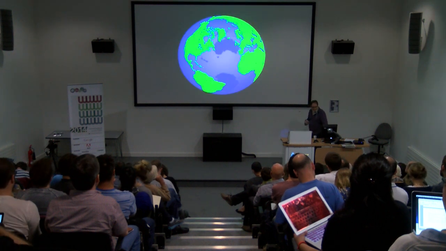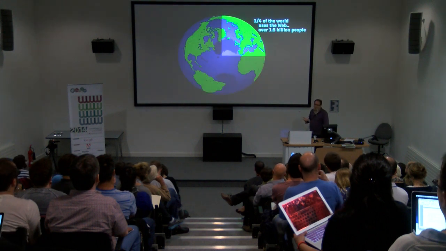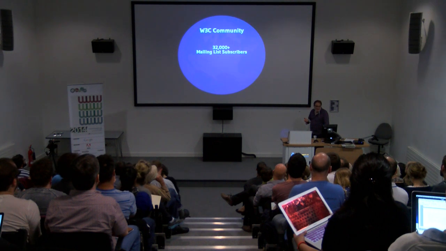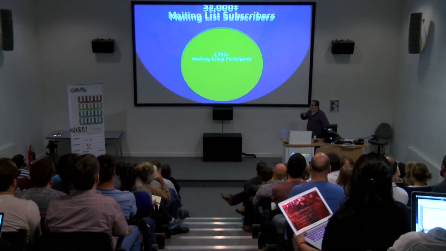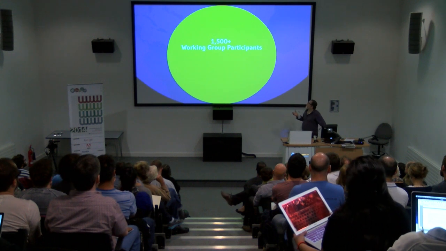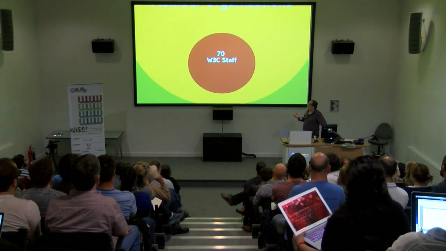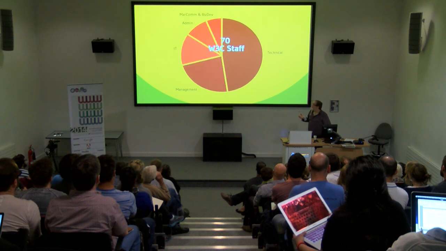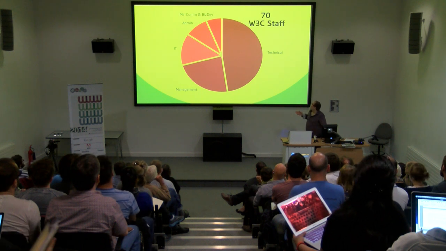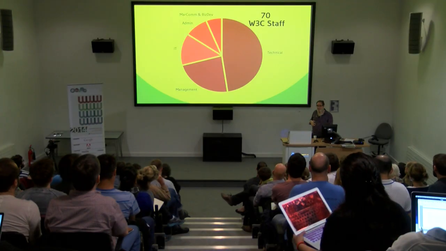And finally, about a quarter of the world now uses the web. The W3C community is about 32,000 people. That's all our mailing list subscribers. We have 1,500 working group participants, about 400 member organizations, and 70 staff. We're mostly technical, even the management people are mostly technical, the IT people. But you outnumber us. And we'd really like you to participate in the process. There's going to be a panel later on about how you can participate and how you can try to affect change within standards and within the web platform.